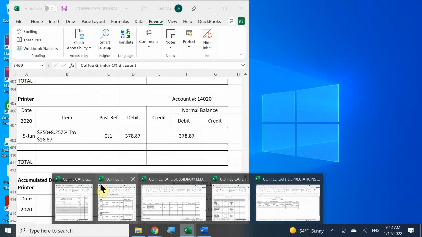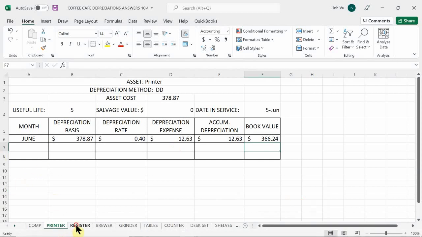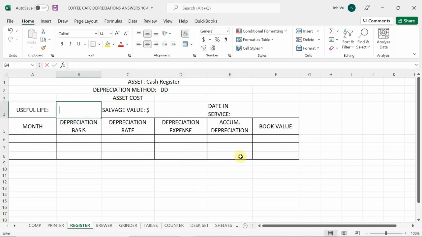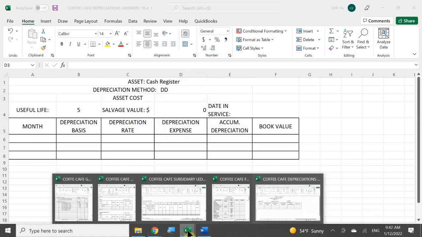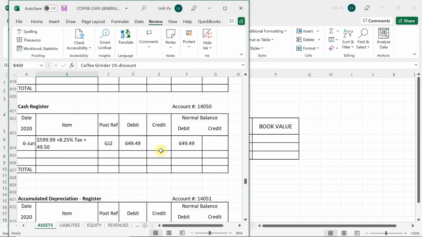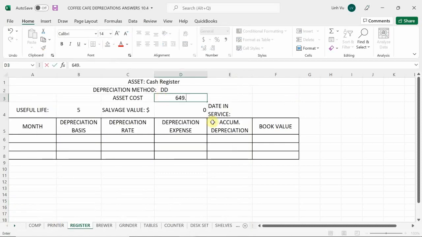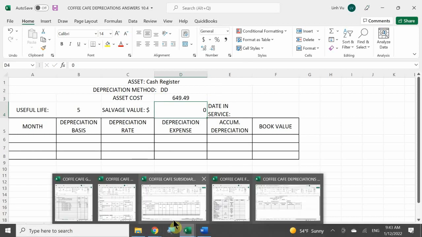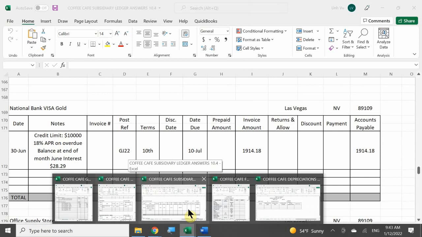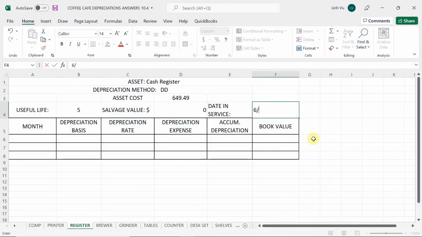Okay. Now we need to do the register, right? Double declining, 5 years, no salvage value. So let's go ahead and figure out what my asset cost for my register was. Here you go. Register is at $649.49. And when's the day that you placed it into service? The day that we bought it, right? We had to plug it in and make sure it works. So our assumption is we are going to be depreciating for the month of June.